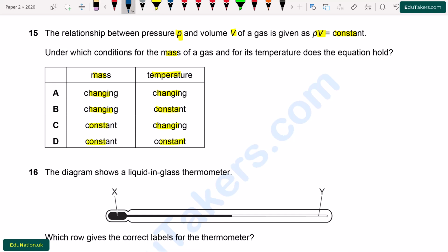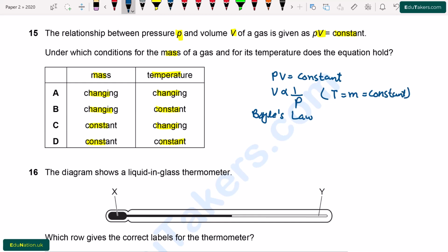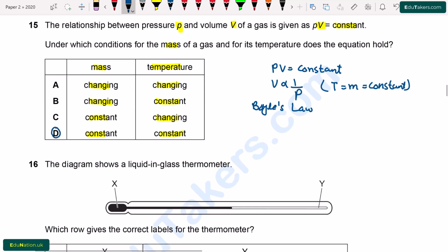So here PV is equal to constant. It means that V is inversely proportional to P. That volume is inversely proportional to pressure. This is according to Boyle's law. And here, temperature and also the mass, both of these should be constant. These are fixed. So option D is correct. This is just the statement of the Boyle's law.